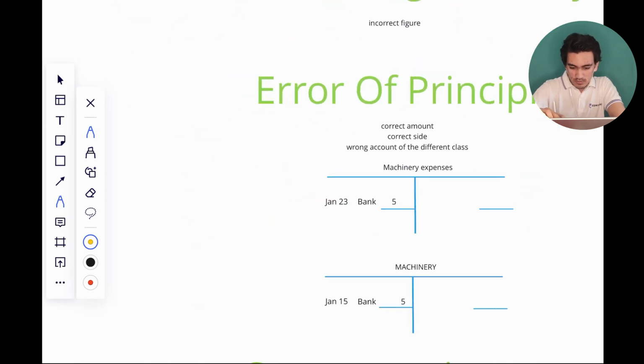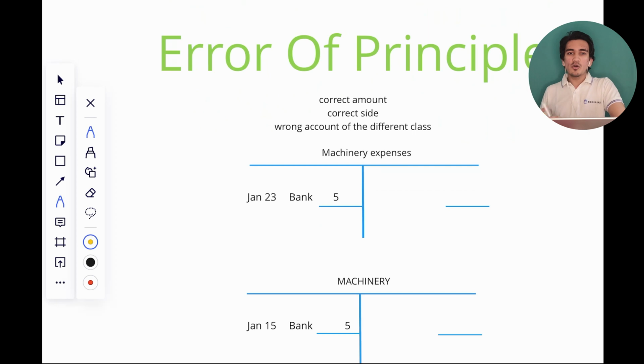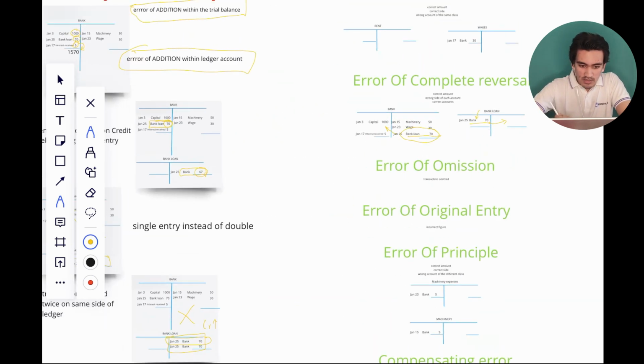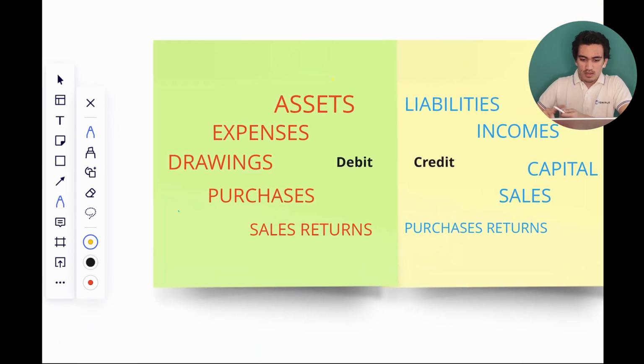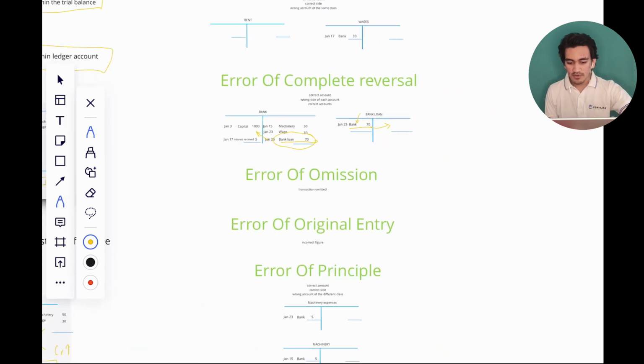Moving on to error of principle. Over here, in error of principle, you added the correct amount to the correct side, but to the wrong account of a different class. So it's similar to error of commission, but over here, the classes of accounts are different. From which I mean that instead of putting the debit entry under expenses, you by mistake put it under assets, which won't affect the matching because they both have debit balances, but this will impact the figures.